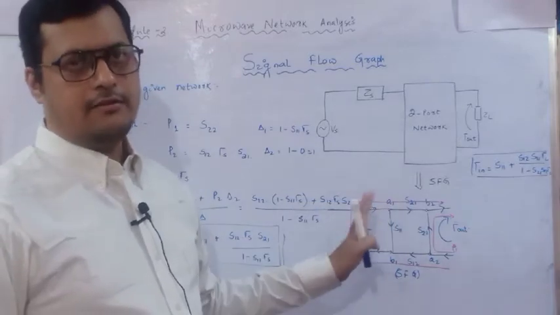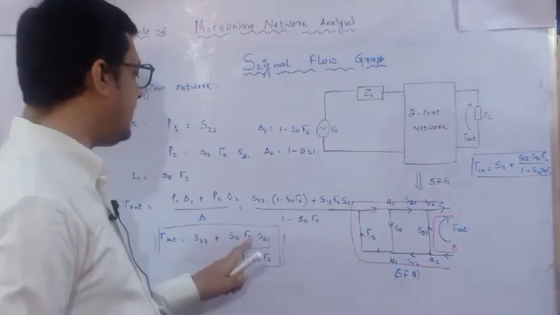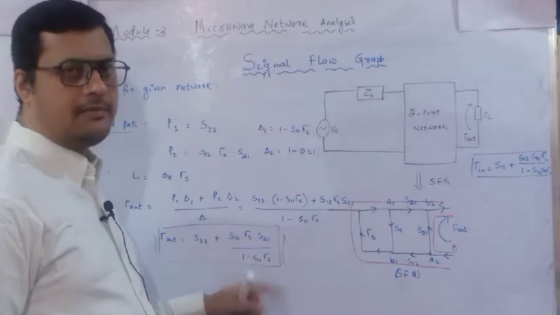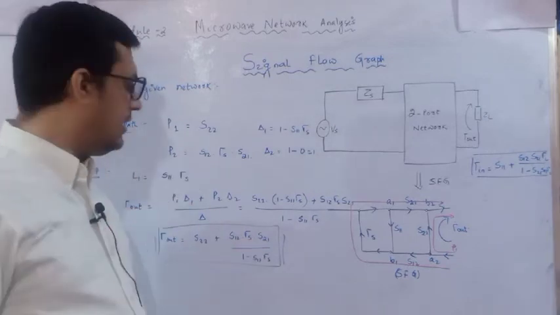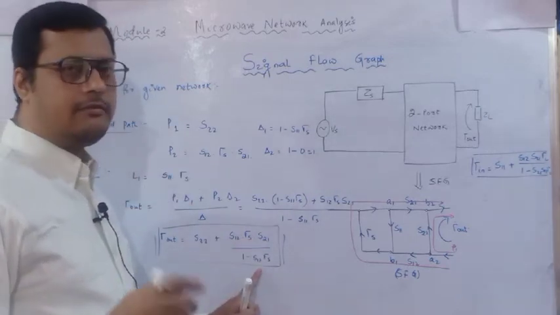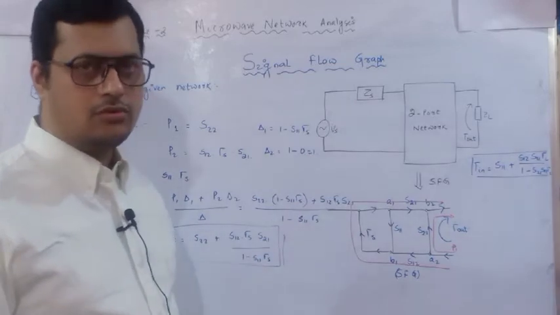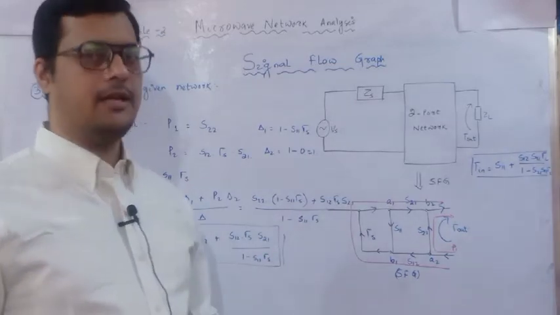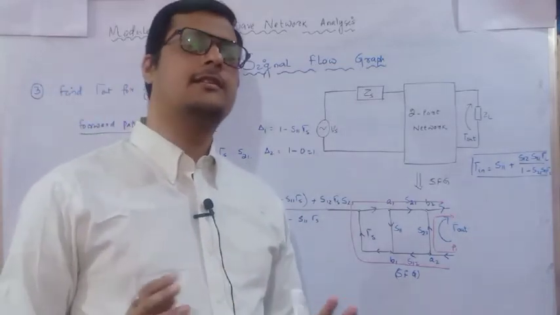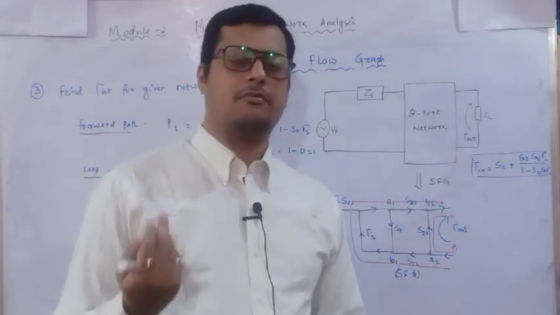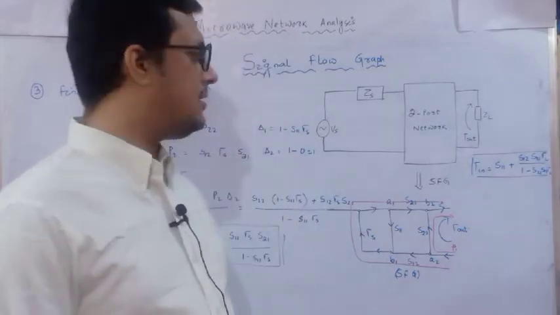If you are considering this with respect to the input, the only thing is that this rho s will be replaced by rho suffix L. In the denominator, S11 will be replaced by S22, and this rho s will be replaced by rho L. So this is the simple relation. This type of question may be asked in your exam. This is the derivative type.